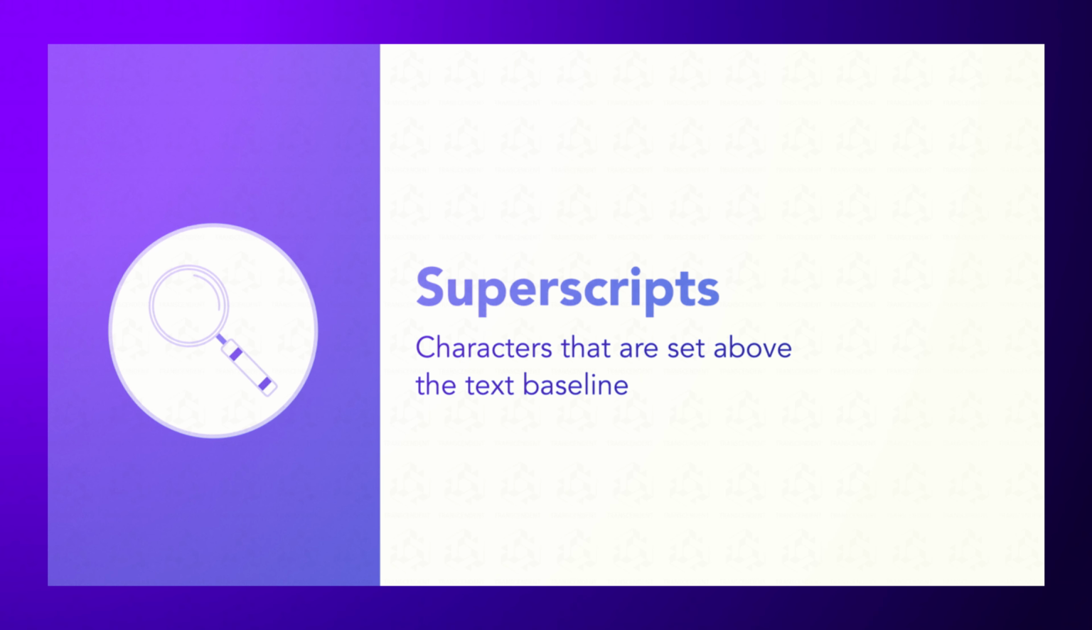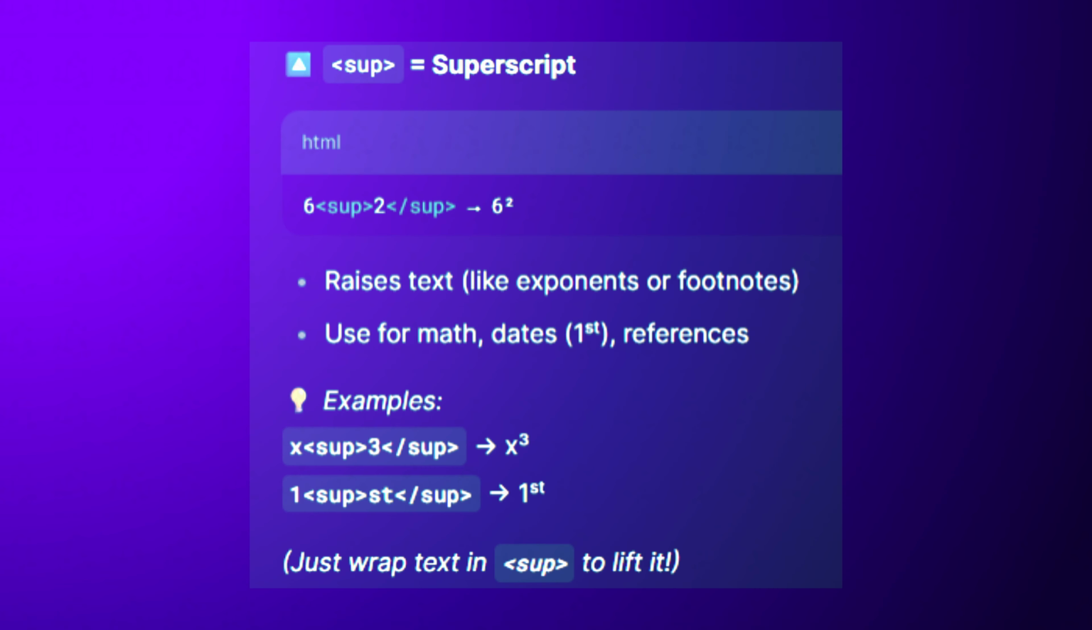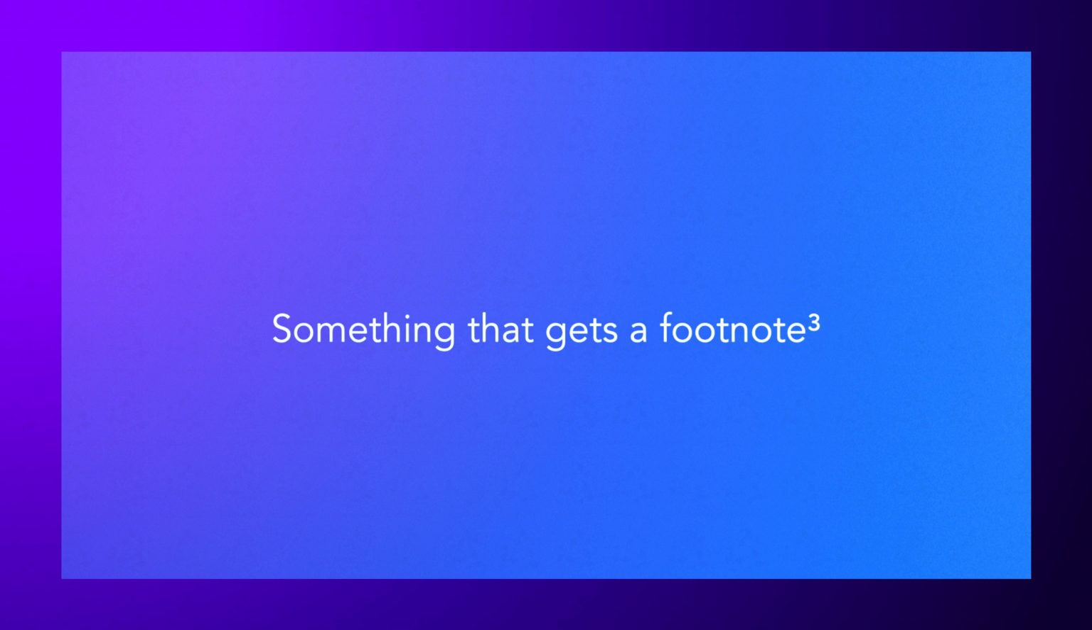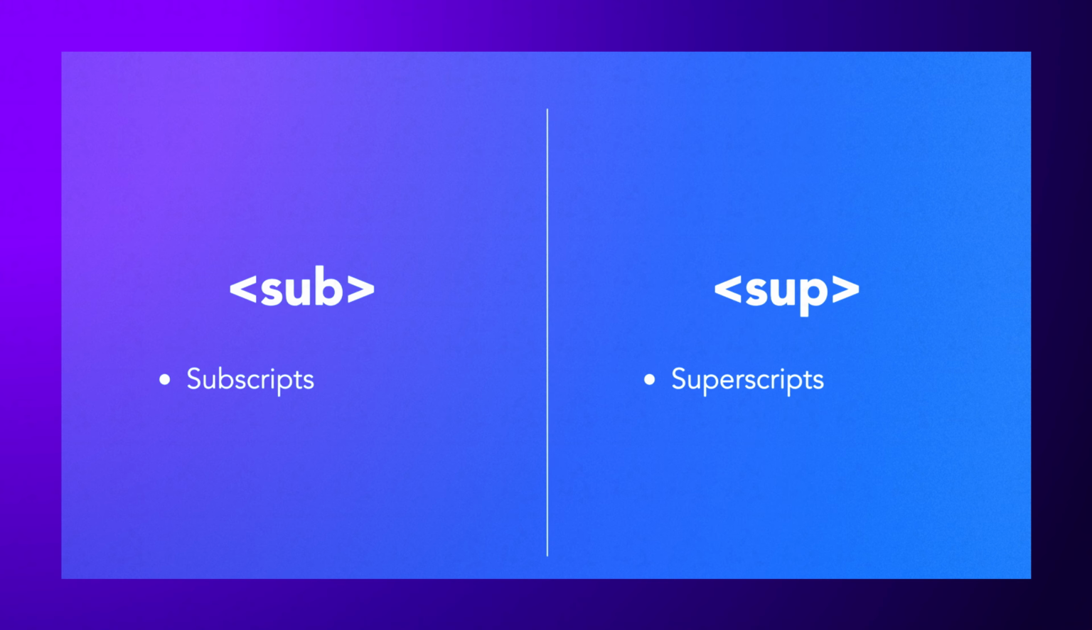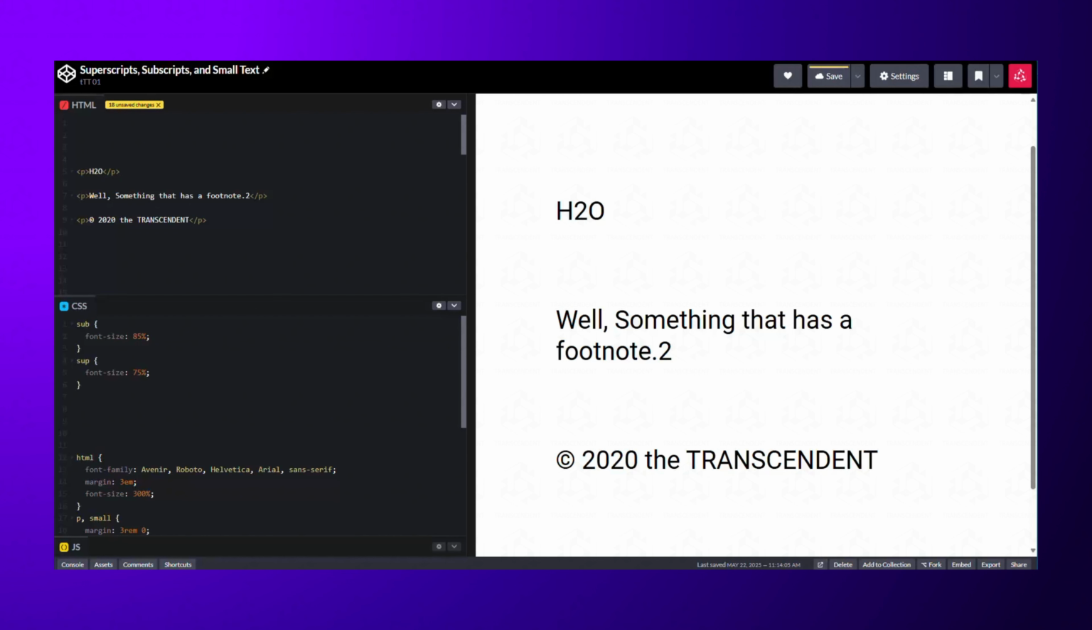Superscripts are characters placed above the standard text baseline in HTML. In mathematical expressions, we often see superscripts like 6 superscript 2 for exponents, or in footnotes, where tiny markers sit elevated. To style these, we use the sub and sup tags, with sup raising text for clear, polished displays in equations or references.